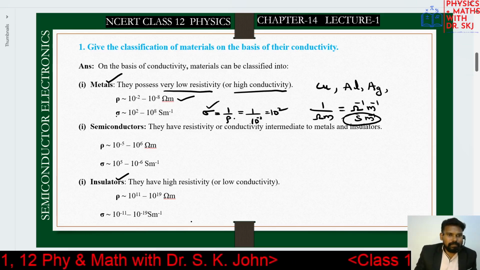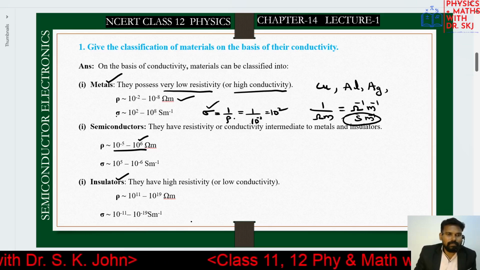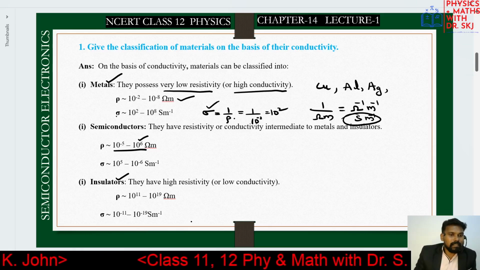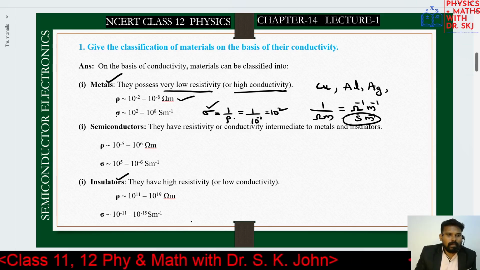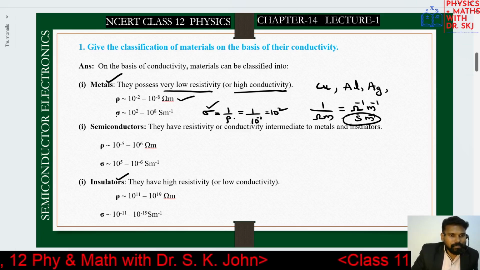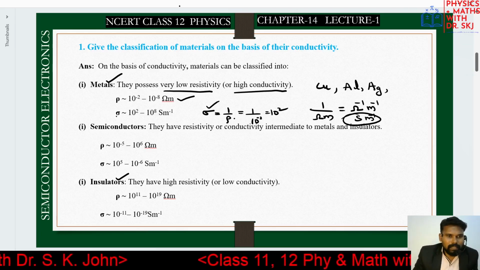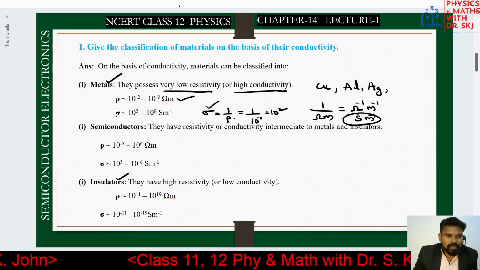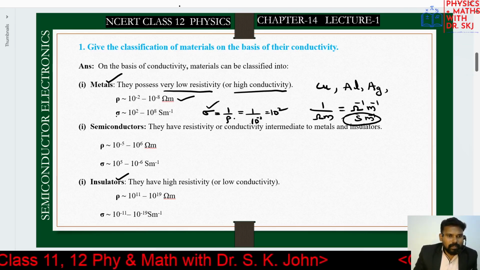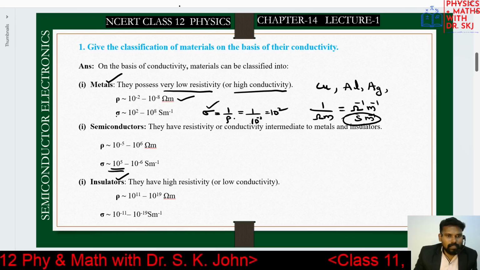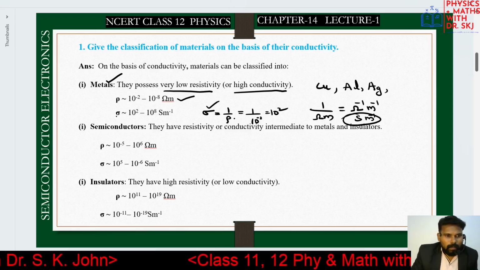In semiconductors, the resistivity is in this range. Here you can see that the upper range of resistivity increases, and conductivity decreases. Actually, the range is overlapping. You see the semiconductors have a wide range of resistivity, 10 raised to minus 5 to 10 raised to 6. So the conductivity is 10 raised to 5 to 10 raised to minus 6. These are the values which are given in the NCERT textbook.